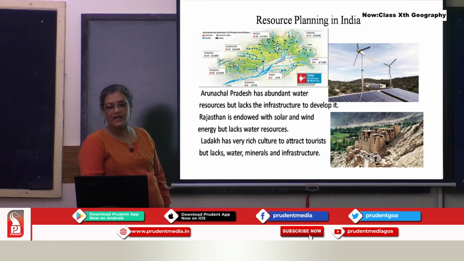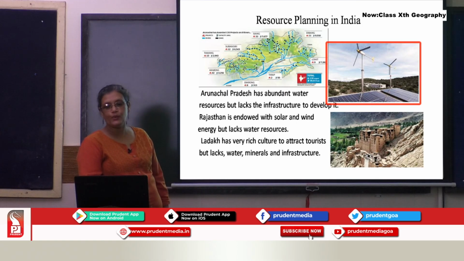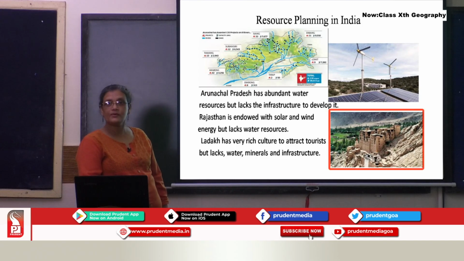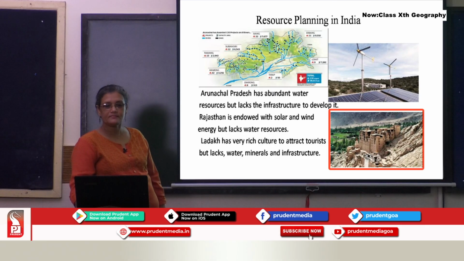Rajasthan, on the other hand, is endowed with solar and wind energy, but as you know, it is a desert area, so it lacks water resources. Ladakh is very rich in culture and it attracts a lot of tourists, but lacks water, minerals and infrastructure.